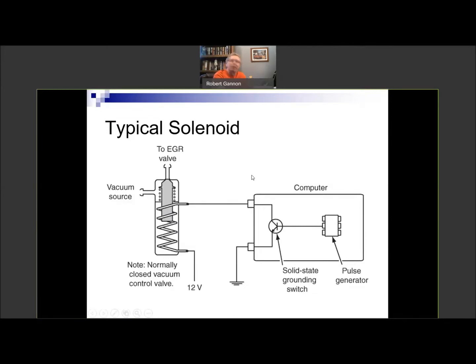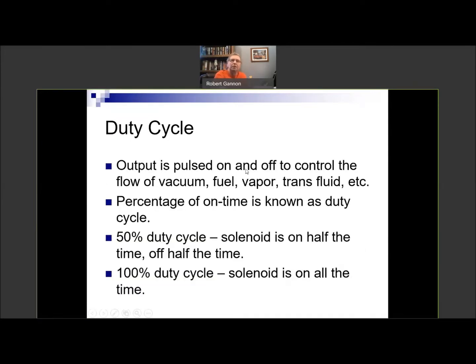We move to the next slide here. We'll talk about ways that computers can control solenoids without actually just turning them on and leaving them on, turning them off and leaving them off. So one way is duty cycle. The output is pulsed on and off.